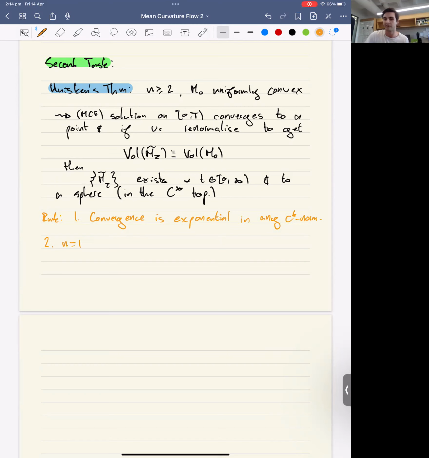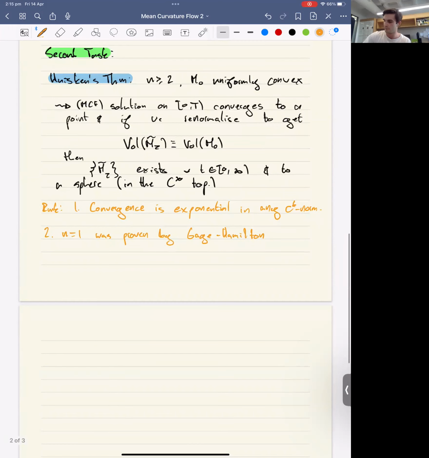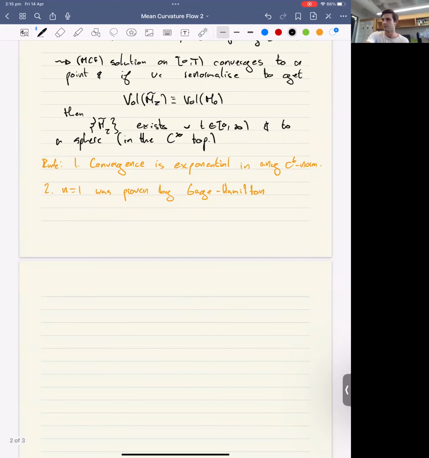Second as well, the n equals 1 case, the reason that's not in the theorem, this was proven around the same time, I believe, by Gage and Hamilton. So we get something similar happening there. The reason it's n greater than or equal to 2 in Huisken's theorem isn't because it's false in n equals 1, it's because someone else proved it. Okay, that is all I had to say there. So I'll just move on now to my first part. Part 1, my preservation.